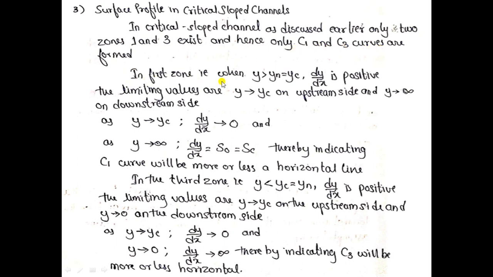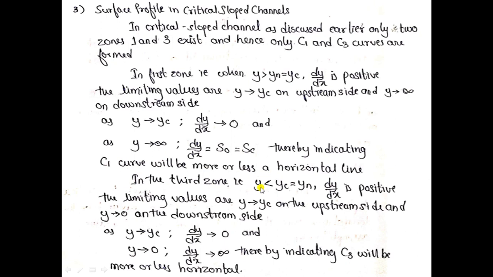So, in the first zone, if the depth of flow is greater than the critical depth or normal depth, dy by dx is positive. The limiting values are y tends to the critical depth on the upstream side and y tends to infinity on the downstream side. So, as y tends to the critical depth, dy by dx tends to 0, and as y tends to infinity, dy by dx will be equal to S naught, which is nothing but Sc. So, in case of critical slope channel, the slope of bed of channel S naught will be equal to Sc, thereby indicating that C1 curve will be more or less horizontal.